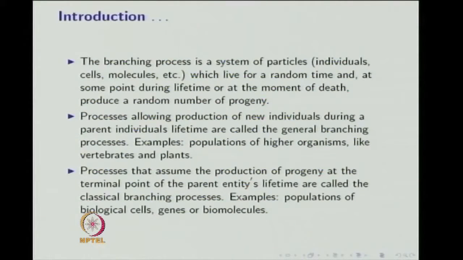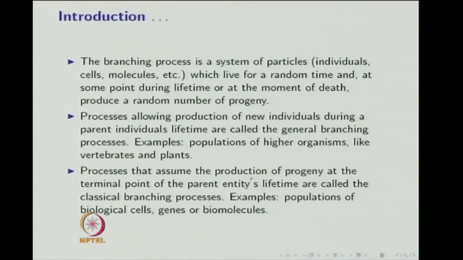The branching process is a system of particles or individuals or cells or molecules which live for a random time and at some point during lifetime or at the moment of death produce a random number of progeny. Processes allowing production of new individuals during a parent individual's lifetime are called the general branching processes. Examples: populations of higher organisms like vertebrates and plants.